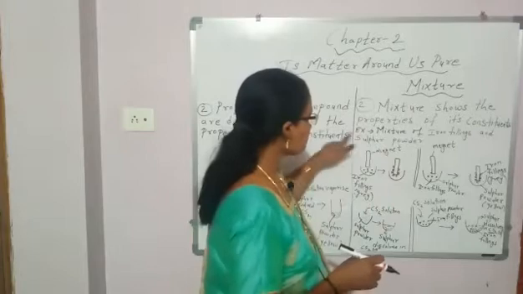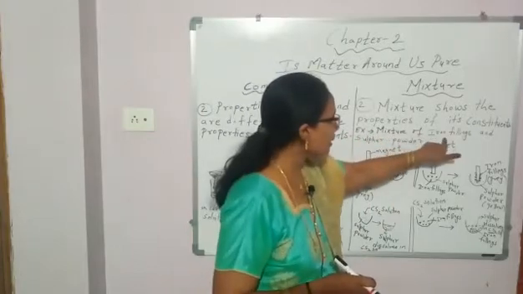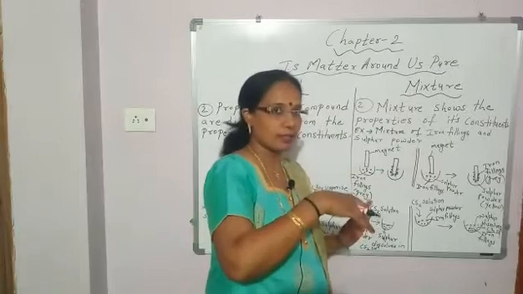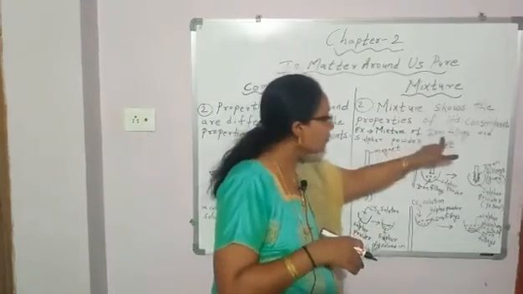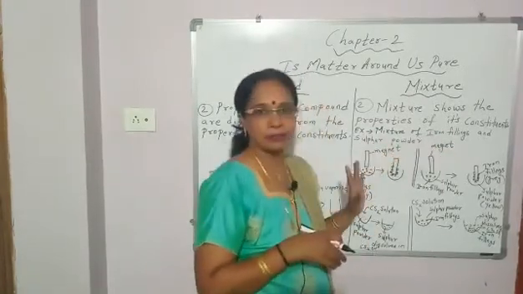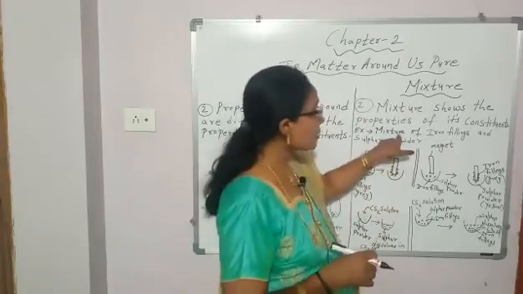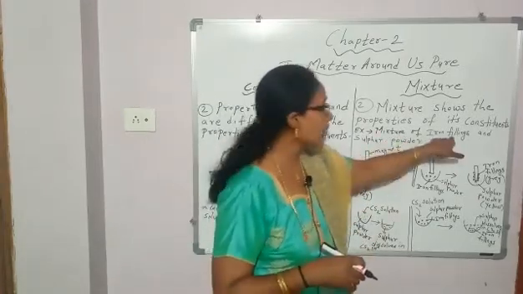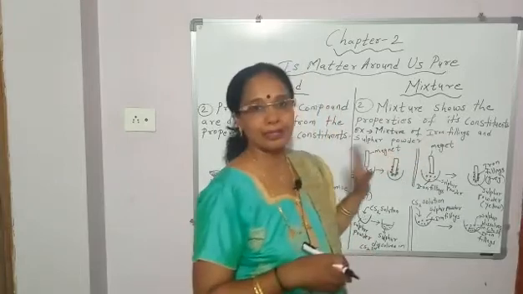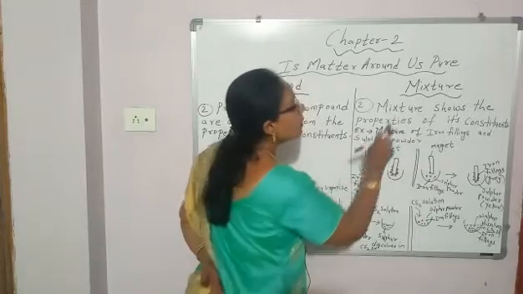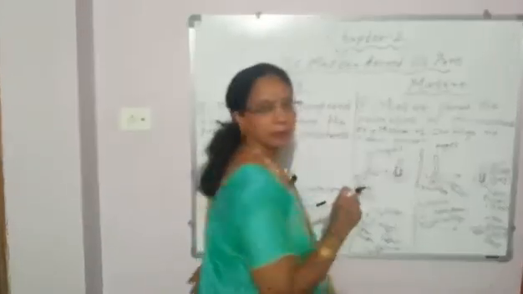Example, mixture of iron filling and sulfur powder. This we just now discussed. So, what are the constituents in this mixture? Iron filling and sulfur powder. This is the constituent. Now, what is the property of iron filling?